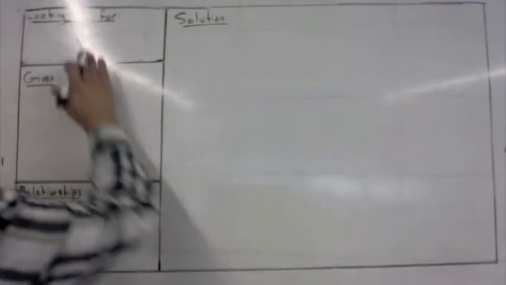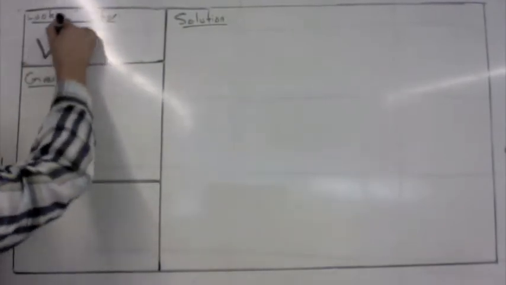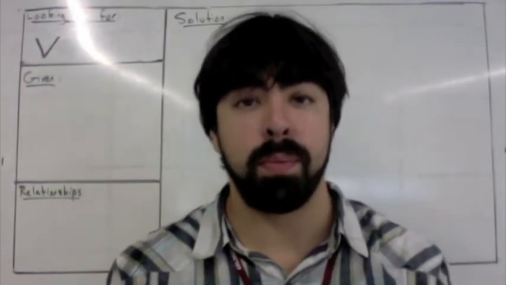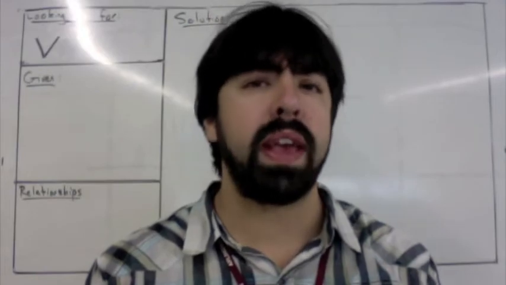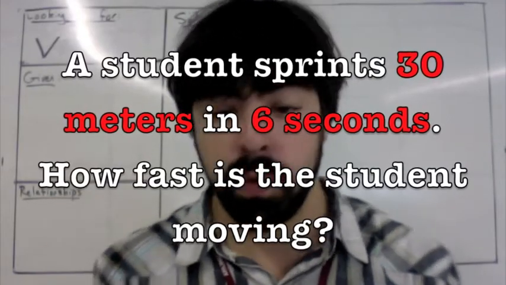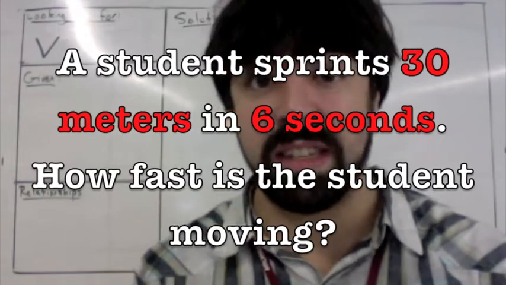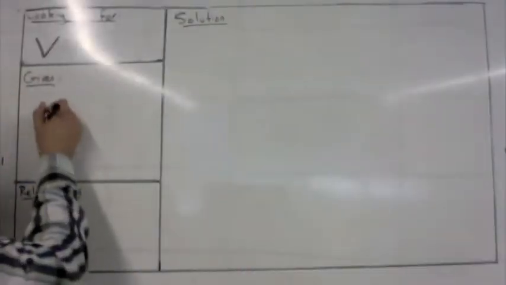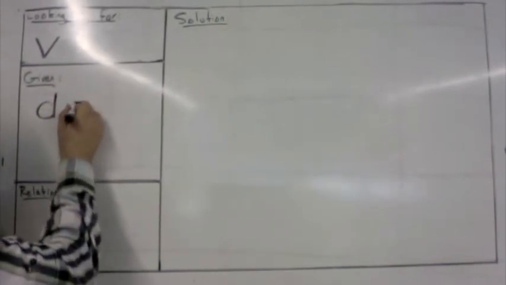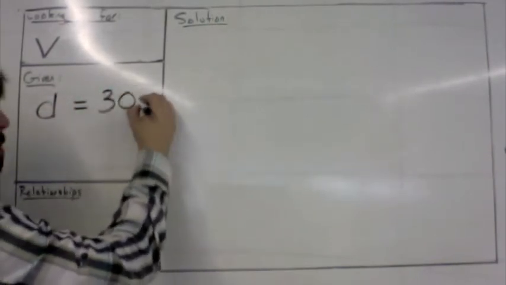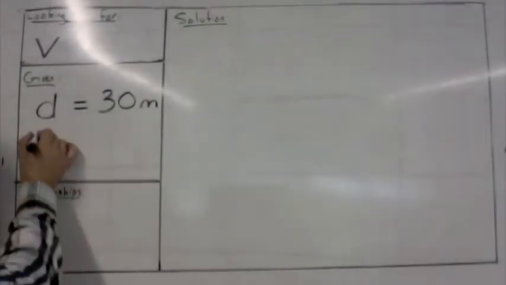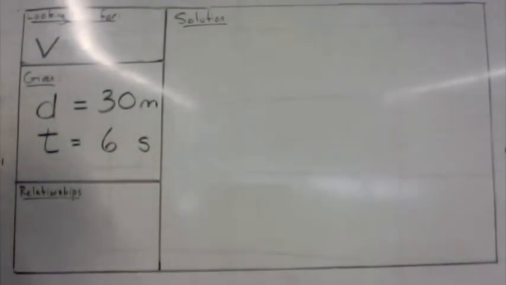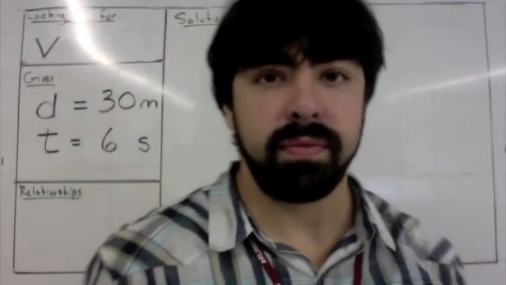which we can just write down, put it over here, v. All I got to write is v, just the variable that represents speed. What are we given? We're told that the student sprints 30 meters, which is distance, in 6 seconds, time. So, distance is given to us and it equals 30 meters. Time is given to us and it is 6 seconds. Awesome.